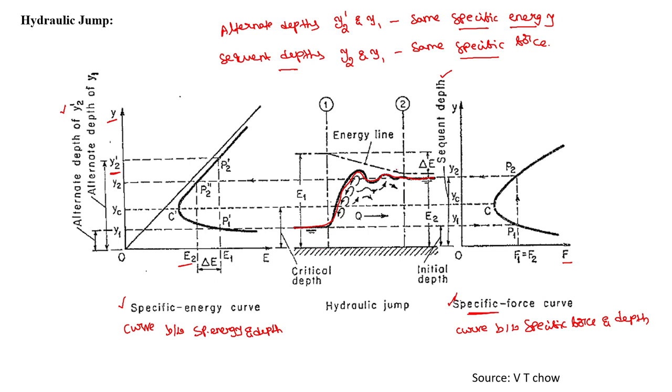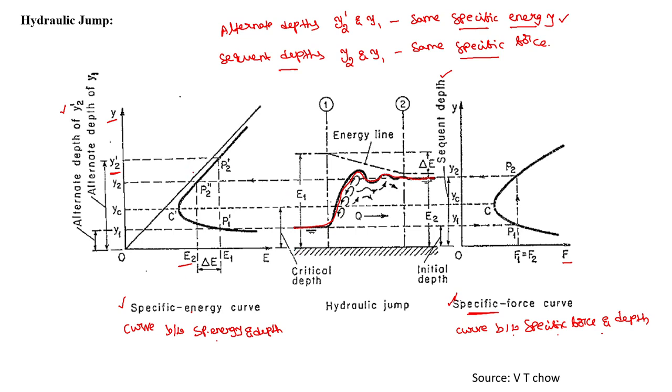One is that alternate depths, like what is the difference between alternate depths and sequent depths, and which quantity is constant. For alternate depths, y2 dash, it will have the same specific energy, whereas sequent depths will have the same specific force. A curve drawn between the specific energy and the depth is called the specific energy curve. A curve drawn between the specific force and depth is called the specific force curve. These are the basic terms.